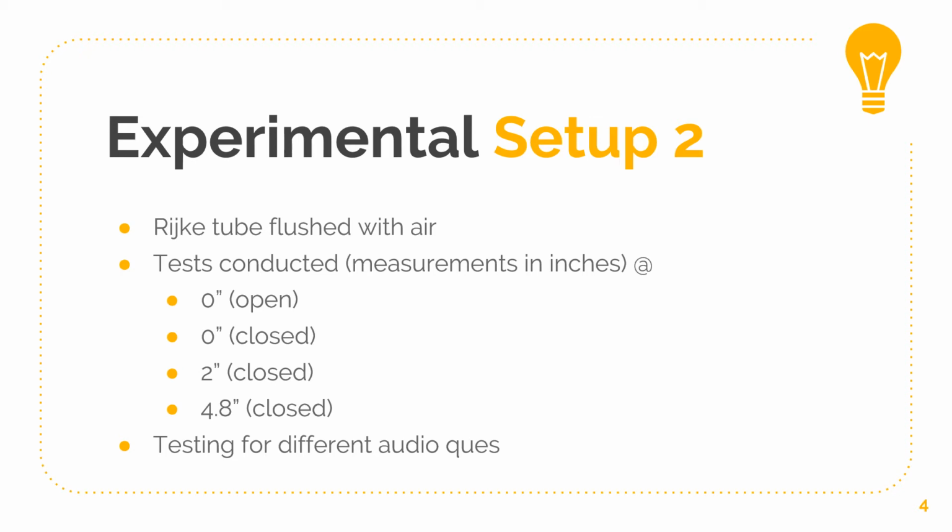Then tests were conducted at three different burner heights with valves either open or closed. The heights were specifically 0 inches, 2 inches, and 4.8 inches. And what we were listening for were different audio cues of when the pressure fluctuations started and stopped.